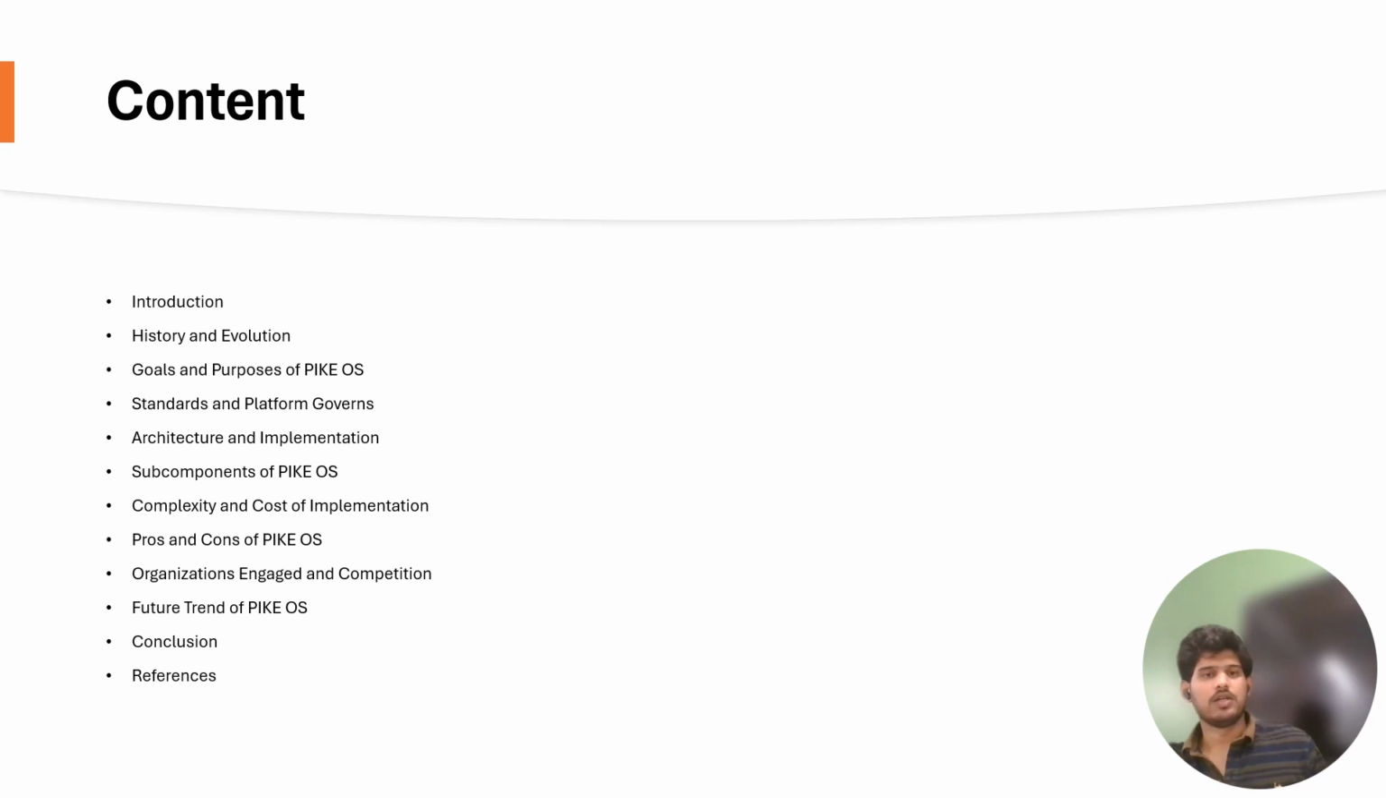So these are all the contents we are going through today: the introduction of PikeOS, the history and evolution, goals and purposes of PikeOS, standards, architecture, subcomponents, complexity and cost of implementation, the pros and cons of PikeOS, organizations engaged, some competitors, and what is the future trend of PikeOS.